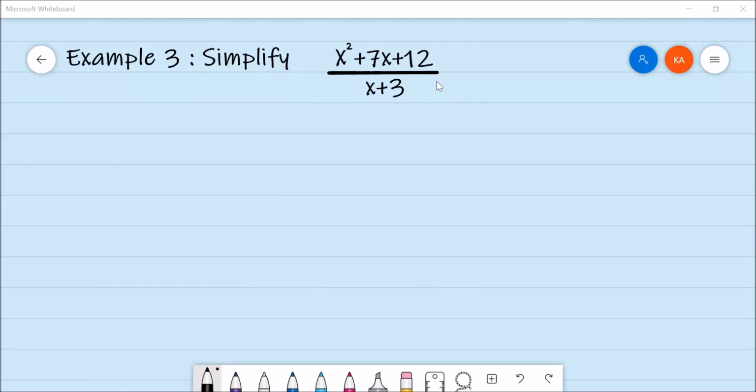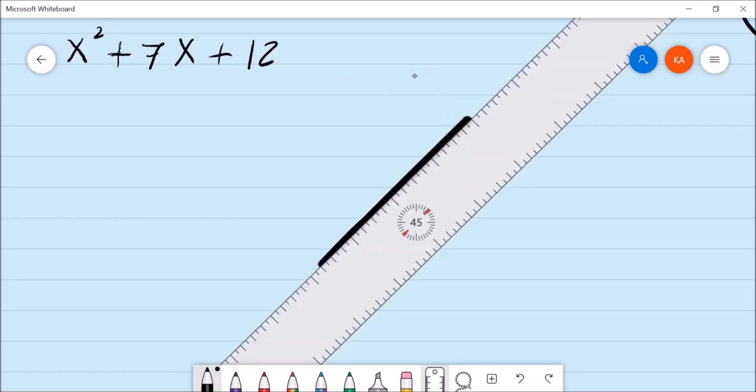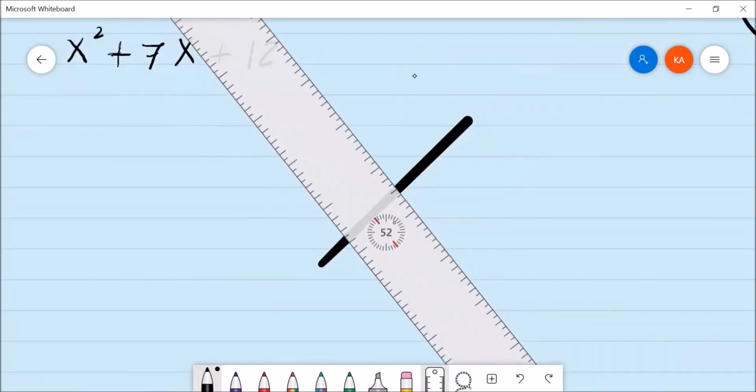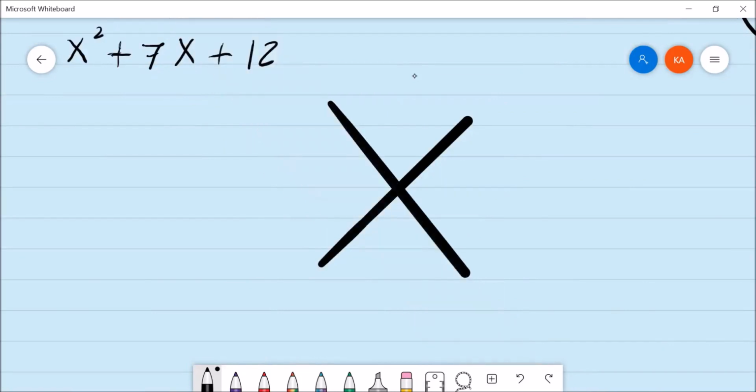We can factorize the numerator x^2 + 7x + 12 by using the cross method. The first step is to draw a big X. Then write the factors of the first term here and here.